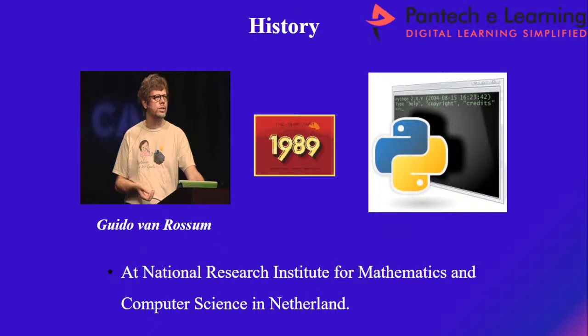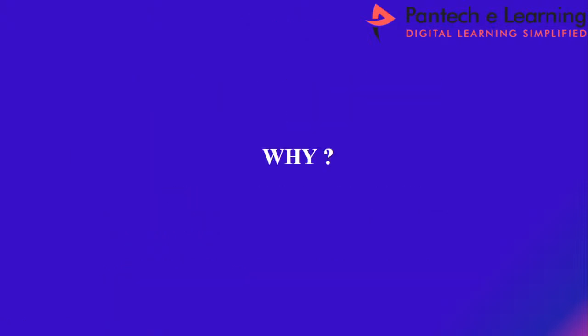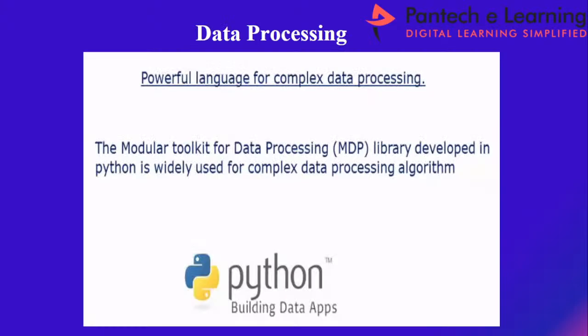Clear? Next I am going to give a brief history of this language. Guido van Rossum is the person who invented this language at the National Research Institute for Mathematics and Computer Science in the year 1989. So why do we have to go for this language? What are the different types of applications that can be developed using Python? What makes this language so powerful?